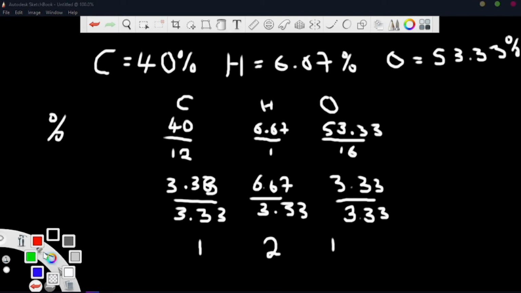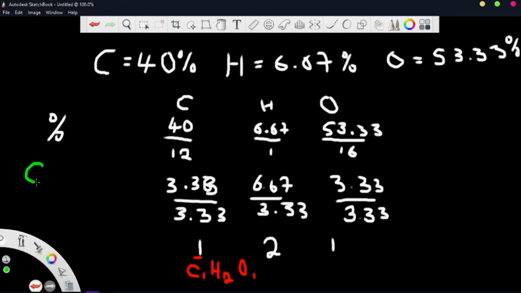So therefore our empirical formula is going to be C1 H2 O1. And if you remember what I said in the last chemistry video, we don't have to include the ones, since they are irrelevant. So our empirical formula will be CH2O.